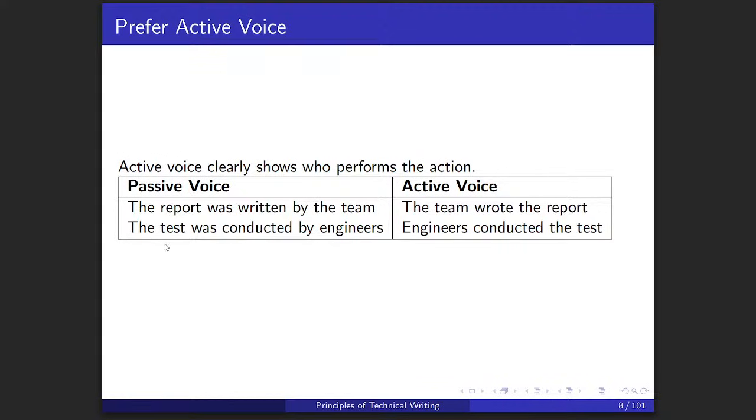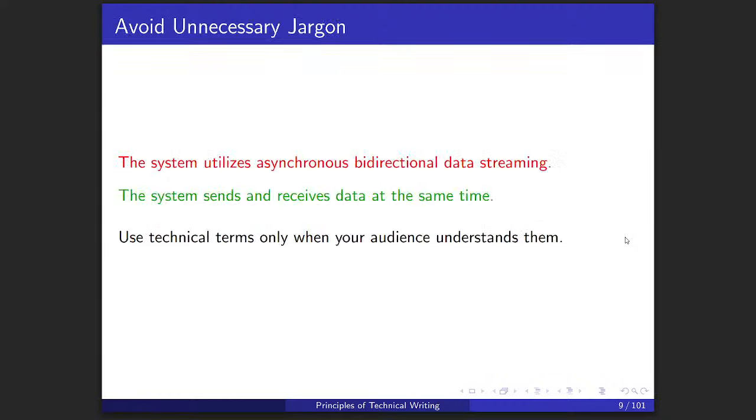Okay. The test was conducted by engineers. Instead of that, you need to use active voice, such as: engineers conducted the test. This makes it very easy for the reviewer, or someone reading your paper, to understand it in a very clear way. That is the main advantage of active voice for maintaining clarity.